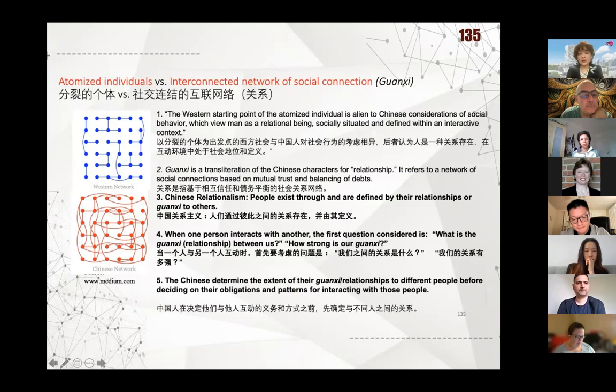Okay, and as I previously mentioned, people exist through and are defined by their relationship or guanxi to others. And when one person interacts with others, the first question to consider is what is the guanxi between us and how strong is our interpersonal relationship? And the Chinese determine the extent of their relationship to different people before deciding on their obligations and patterns for interaction with them.